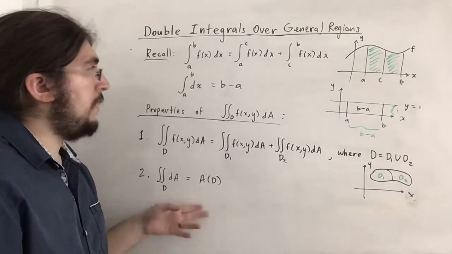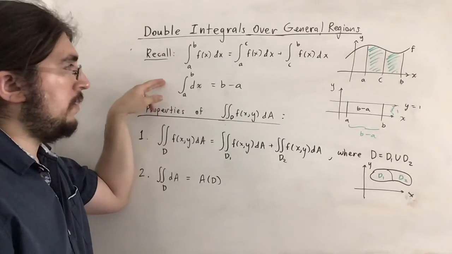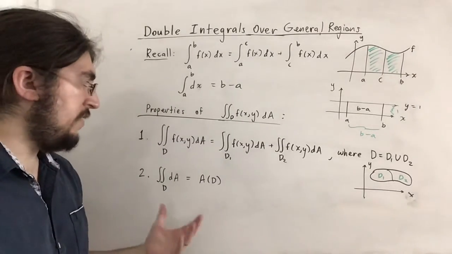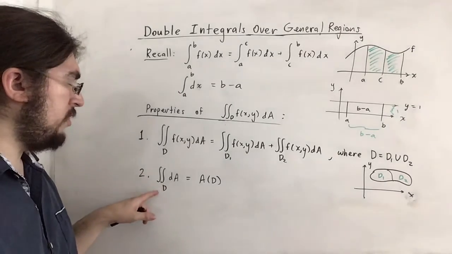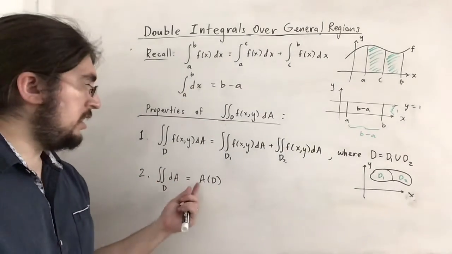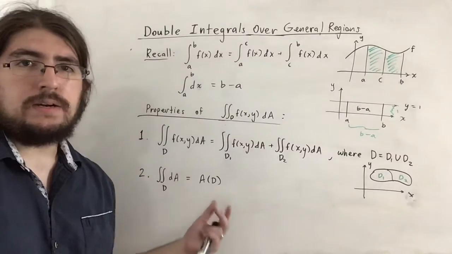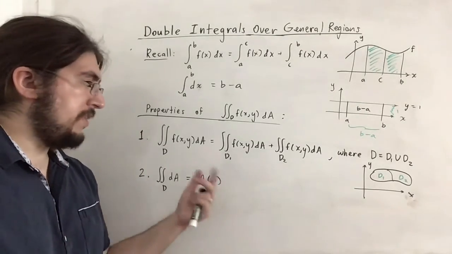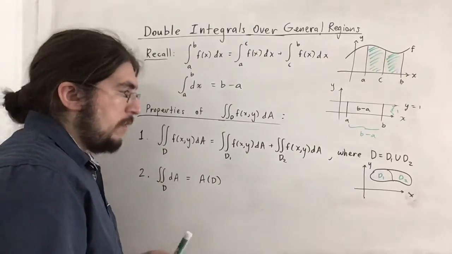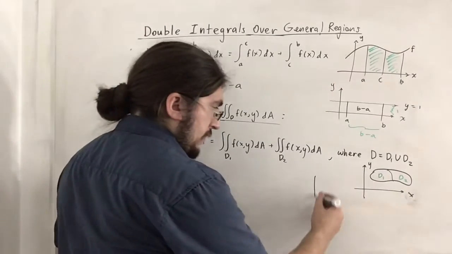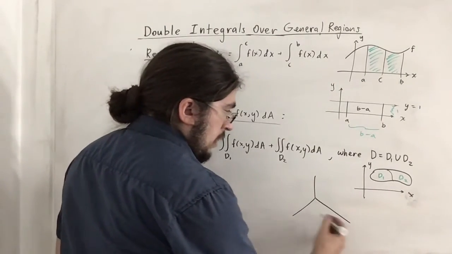Now the second property, the double integral version of this, is kind of interesting. It says that the integral over D of 1 dA is just the area of D. So A of D, or A parentheses D, just means the area of D itself. And the reason why this is true becomes pretty obvious once you start to graph things.